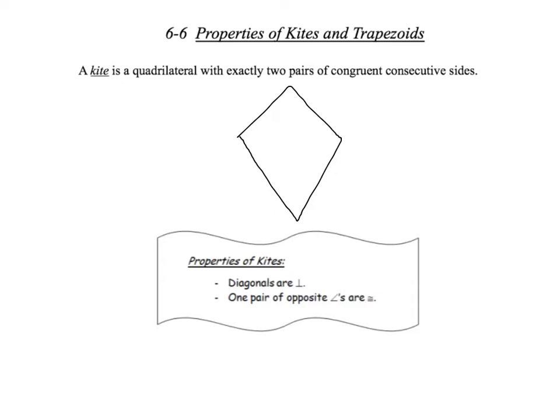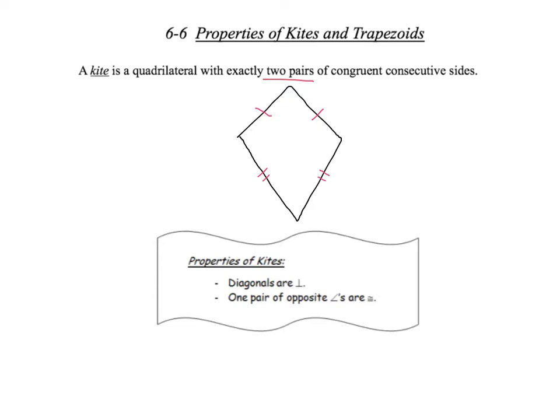A kite is a quadrilateral and it has exactly two pairs of congruent consecutive sides. On my diagram here, that would mean that, right next to each other, I would have one pair of congruent consecutive sides, and then I would have another pair of congruent consecutive sides. If you think about an actual kite that maybe you've flown in the past, the bottom two segments that are next to each other are the same exact measurement as the top two segments. Now, that is actually just part of the definition, and that's a property that we have.